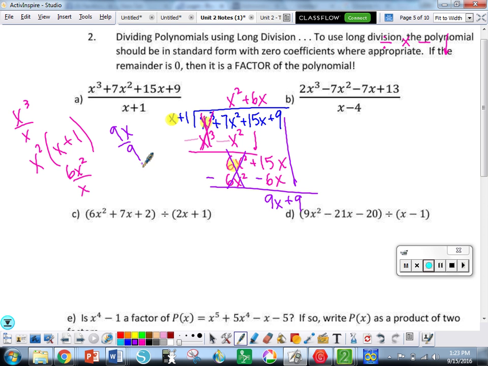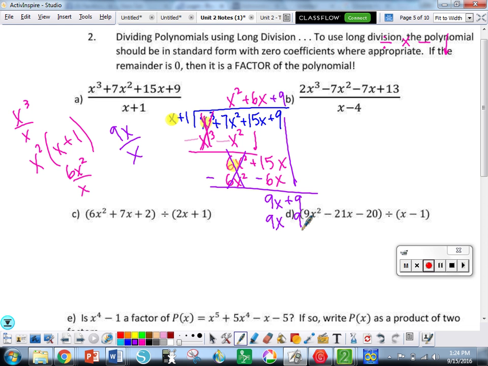It's just x. I meant that to be an x. Notice on this one, I knew I messed up because I tried to put an x here, and then I had a 6x and an x, and I knew that couldn't be right. So I saw my mistake. All right, so 9 times x is 9x. 9 times 1 is 9.